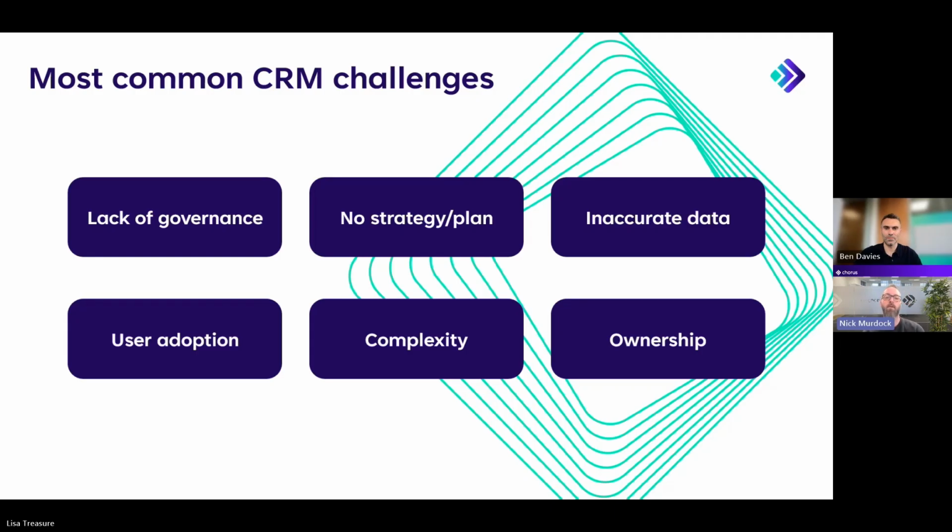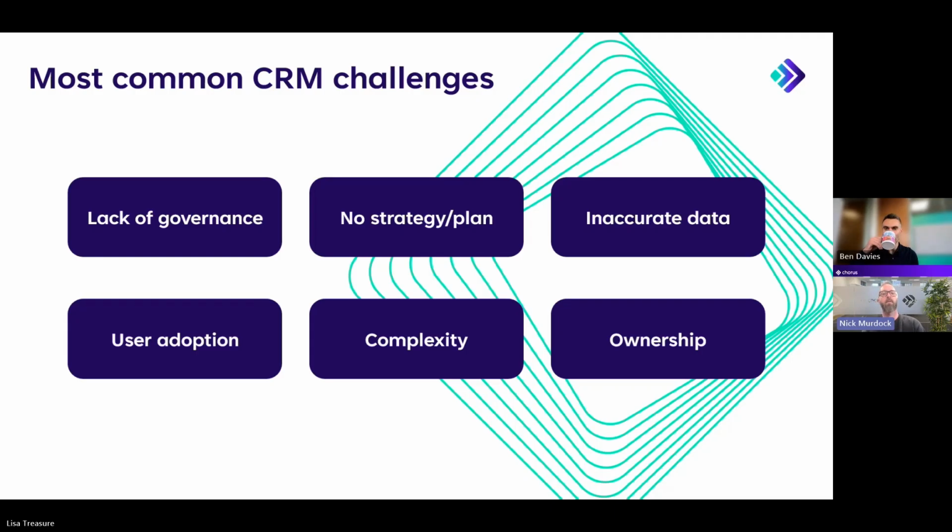So inaccurate data, user adoption, complexity, all come under one umbrella, which is that less strategy side of things and more how is the system used. Time and time again, when we migrate people off of an old system and we ask what's the motivation for moving, the answer is the data is just inaccurate. We can't do any reporting. Unfortunately, that's not because of the system. That's usually because of a lack of ownership, or the system is too complex, or the system hasn't been adopted by the users.